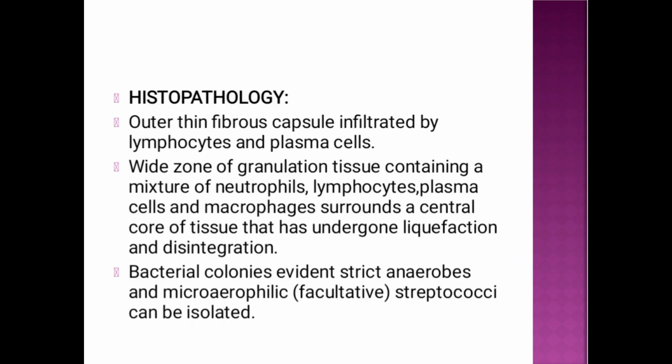Histopathology: there will be, of course, a fibrous capsule and inflammation, with lymphocytes and plasma cells, and a zone of granulation tissue. In that granulation tissue you will have all the inflammatory cells: neutrophils, plasma cells, lymphocytes, and macrophages. The central core of the tissue will have liquefactive necrosis and disintegration. Bacterial colonies will be evident, and they will be anaerobic bacteria; streptococci can be seen.